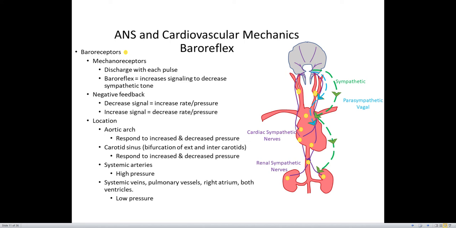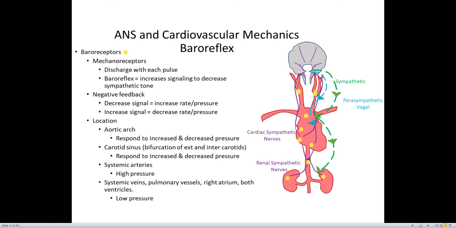Now, in the picture to the right, you can see these yellow dots everywhere. These are representing the systemic baroreceptors, which I like to call mechanoreceptors, because they're going to experience changes in their shape as pressure and stretch changes occur in the blood vessels. And while they're experiencing these changes, they're going to be discharging signals. They discharge these signals with each pulse.